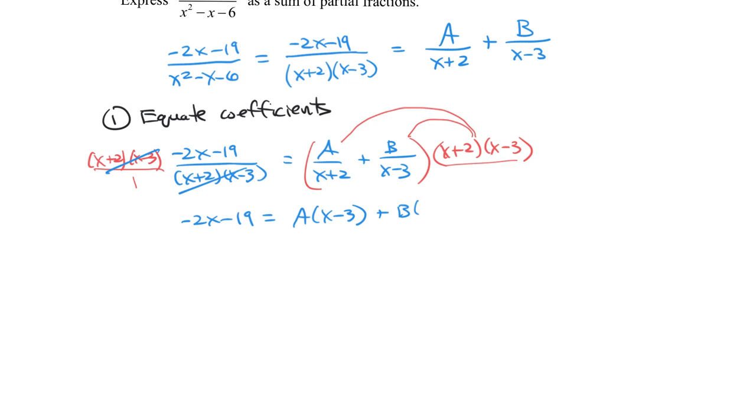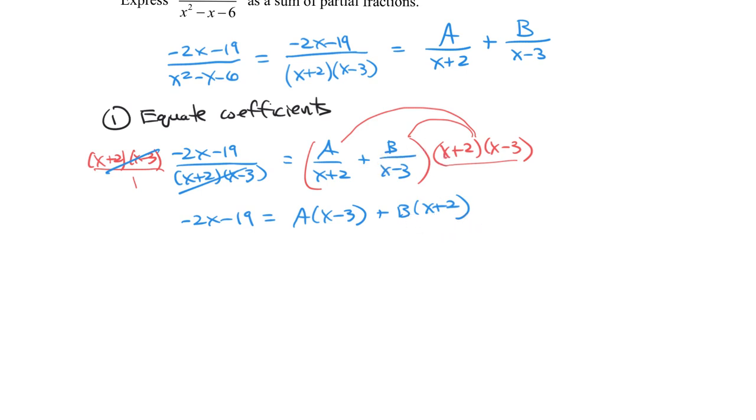Okay, this is supposed to be b times x plus 2. Because the x minus 3 will knock out that x minus 3, right? When it comes through to multiply, x minus 3 wipes out that x minus 3, and we're just left with x plus 2. So you get b times x plus 2.